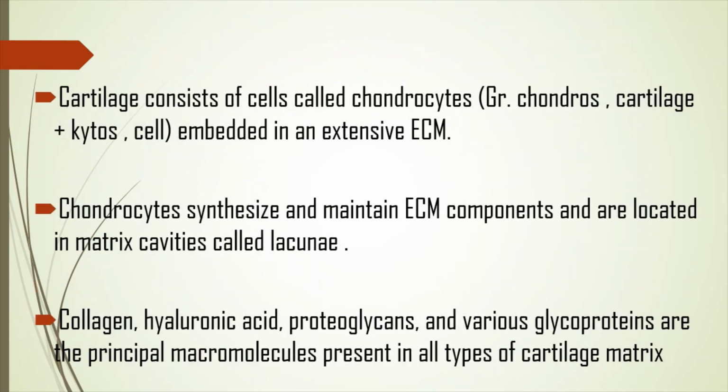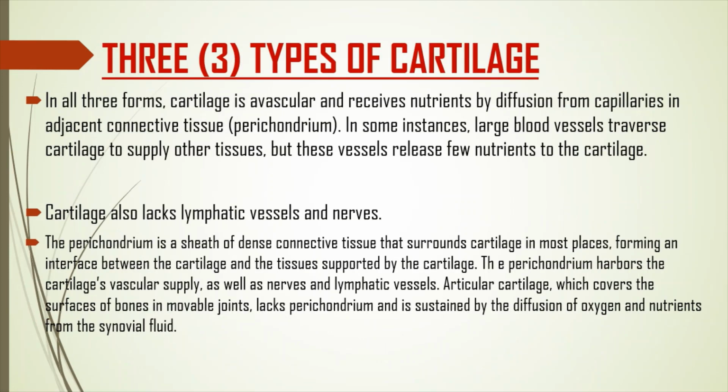Alright, now cartilage consists of cells that are known as chondrocytes, embedded in extracellular matrix. The chondrocytes synthesize and contain the extracellular components and are located in matrix cavities that are called lacunae. Collagen, hyaluronic acid, proteoglycans, and various glycoproteins are the principal macromolecules that are present in all types of cartilage. So these components you are supposed to know because they are very, very important. Now, there are 3 types of cartilages.